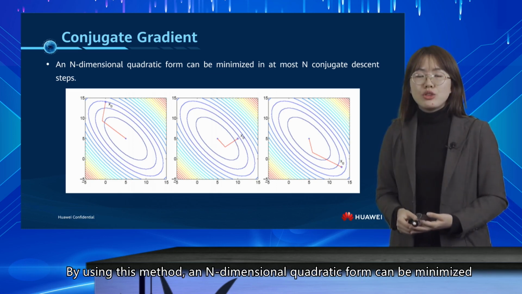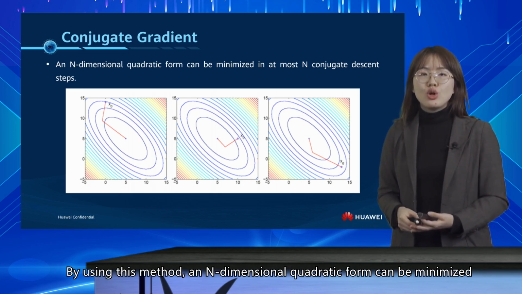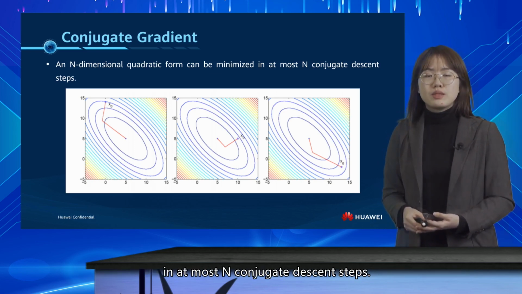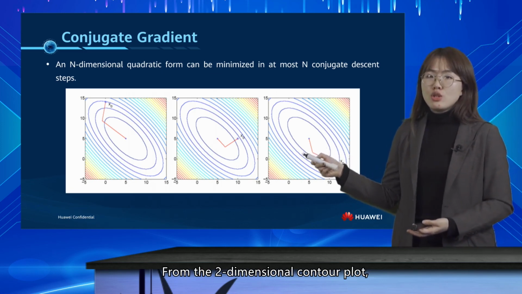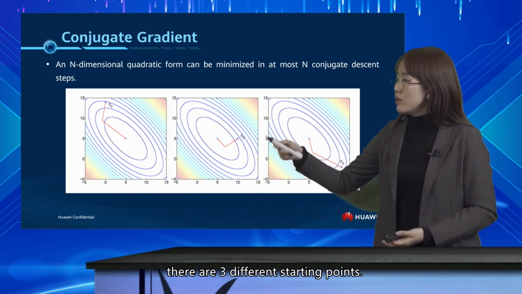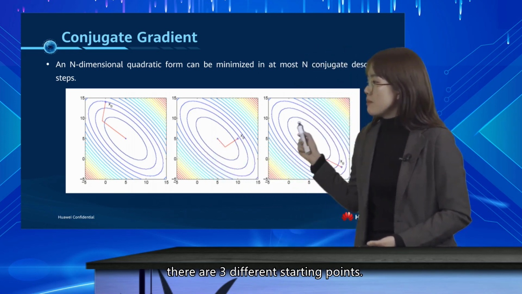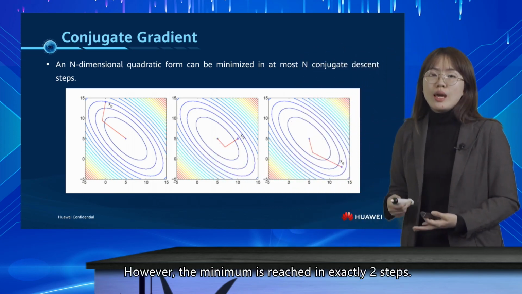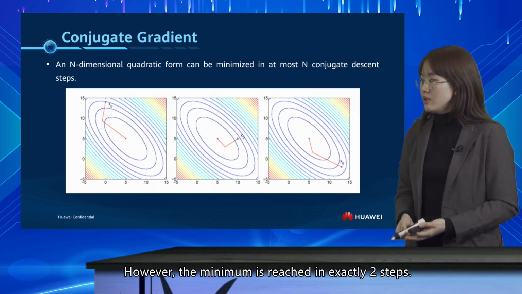By using this method, an n-dimensional quadratic form can be minimized in at most n conjugate descent steps. From the two-dimensional control point, there are 3 different starting points. However, the minimum is reached in exactly 2 steps.